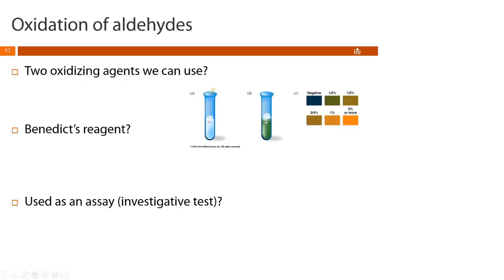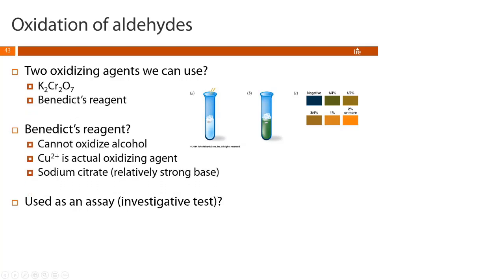Okay, so we already hinted earlier that we can oxidize an aldehyde using potassium dichromate, but we can also oxidize an aldehyde using Benedict's reagent. So Benedict's reagent is an oxidizing agent that only works on aldehydes. It cannot oxidize an alcohol.